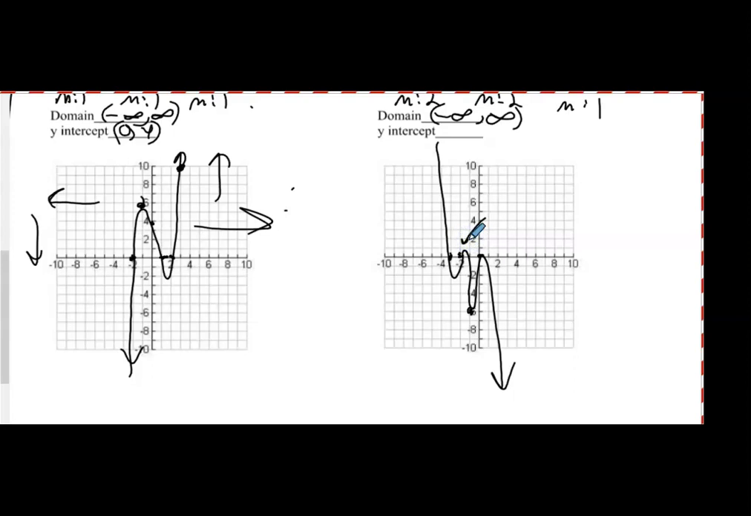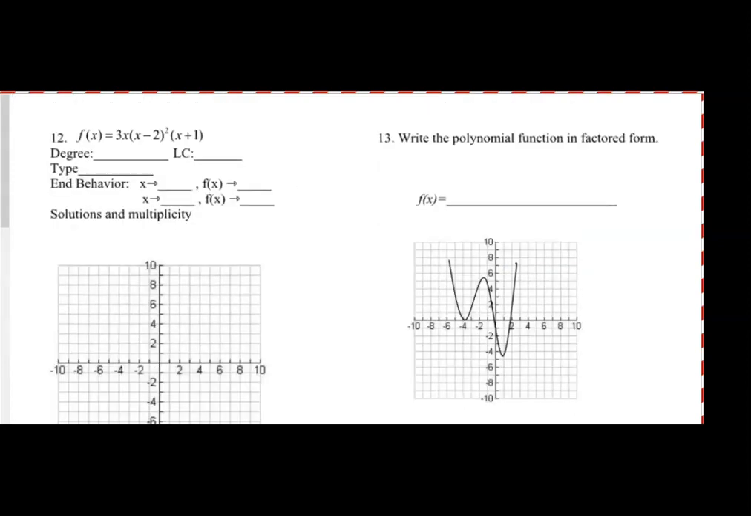Okay? So where's the y-intercept? It's at 0, 0. So here's my multiplicity of 1, because it bounced through. And then these two have a multiplicity of 2, because they're bouncing. And that's it. All right, next one.